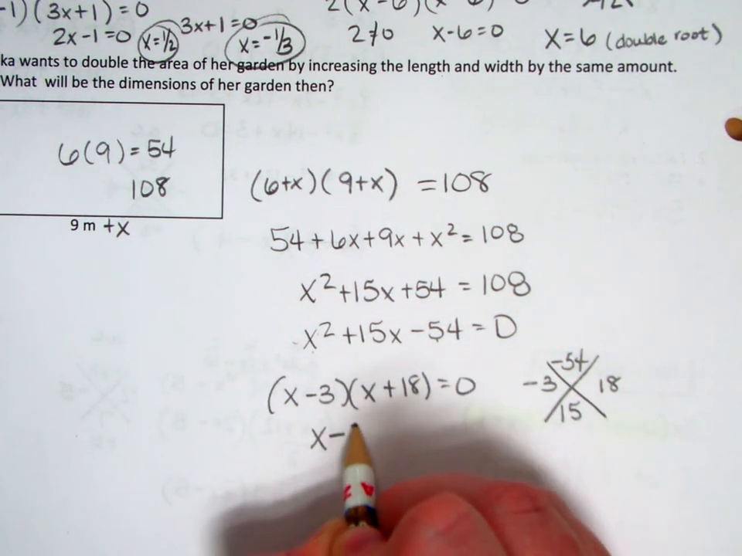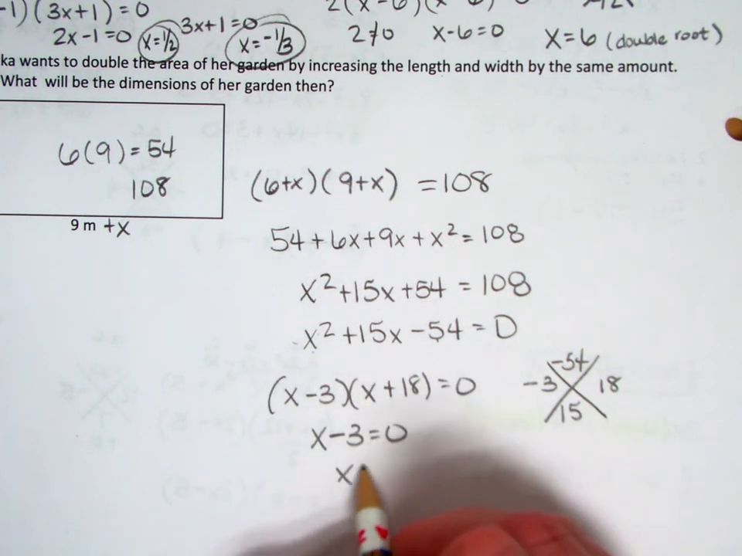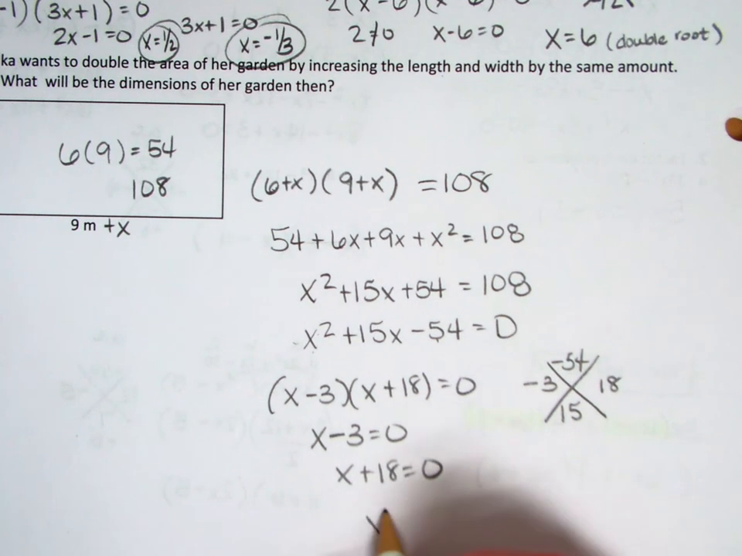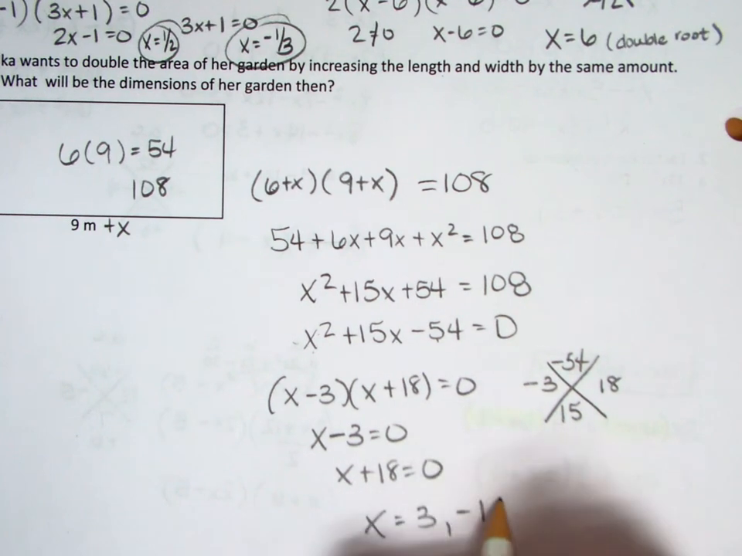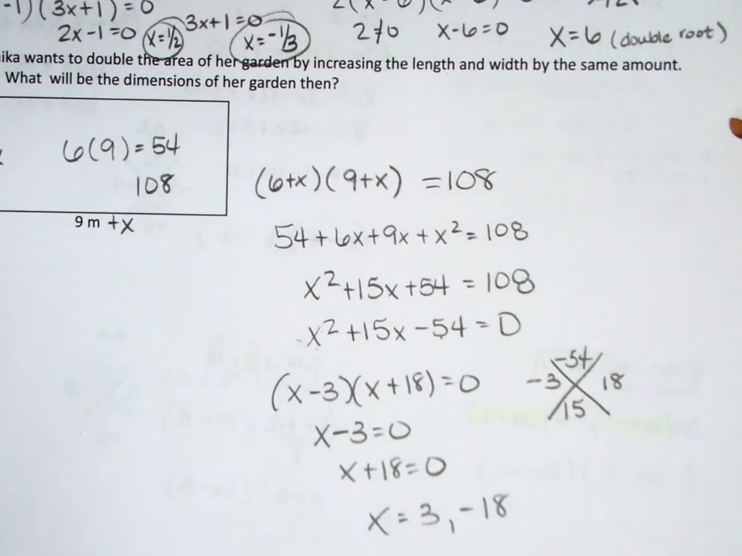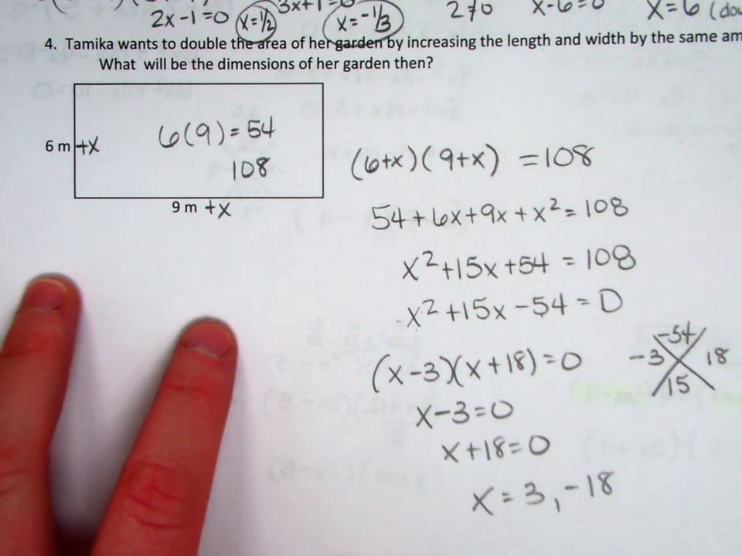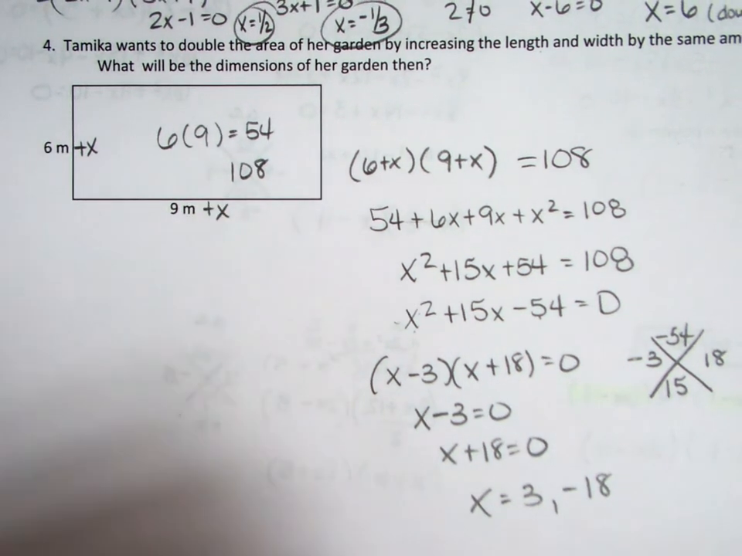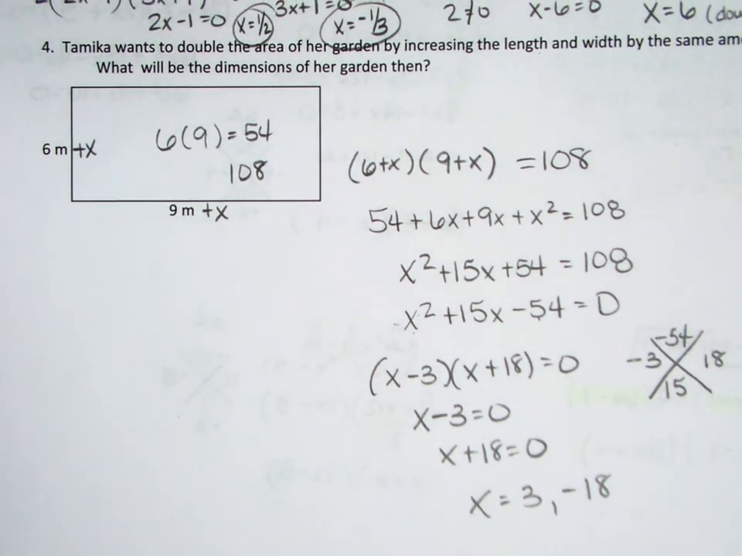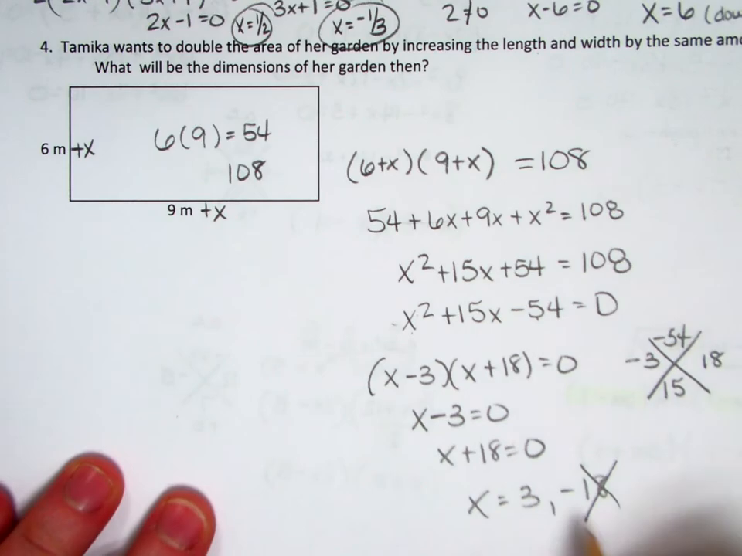X minus 3 equals 0. And x plus 18 equals 0. So x equals 3 and negative 18. Now, logically, if I put negative 18 into this, so it means these original equations, that means I'm going to decrease my lengths instead of increasing. So negative 18 is not a plausible answer, so my answer would be 3.